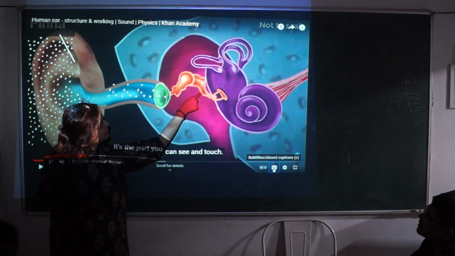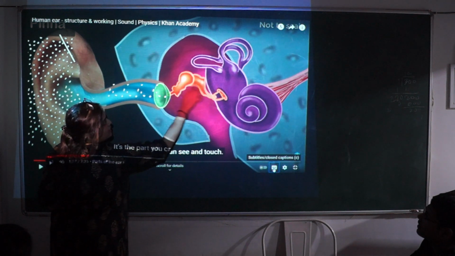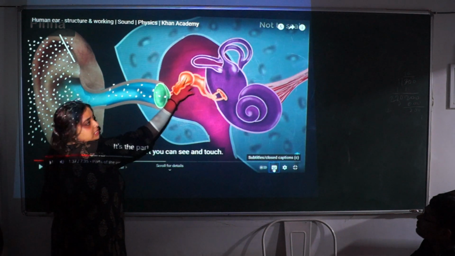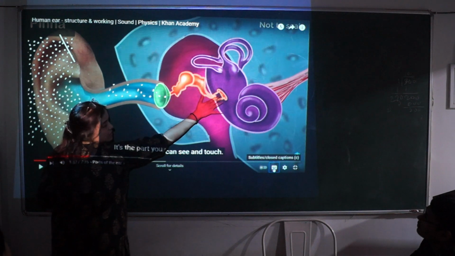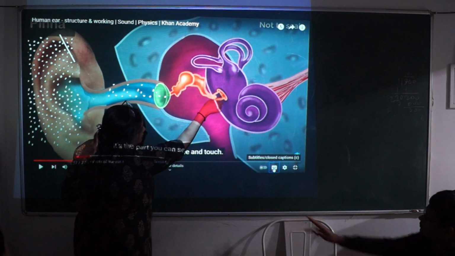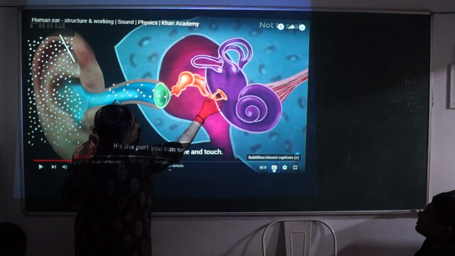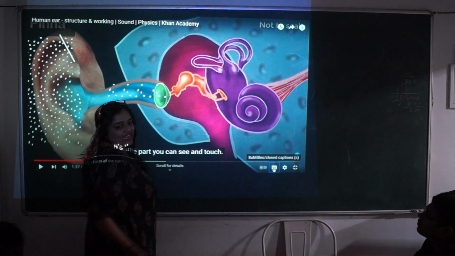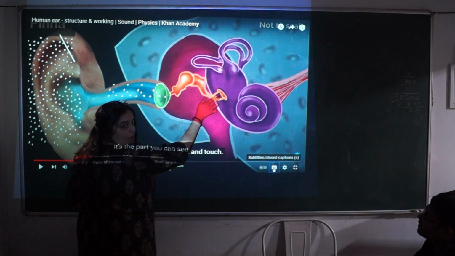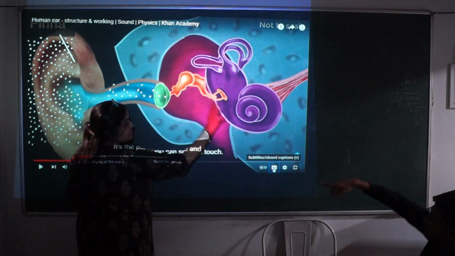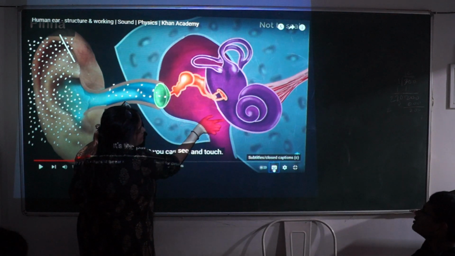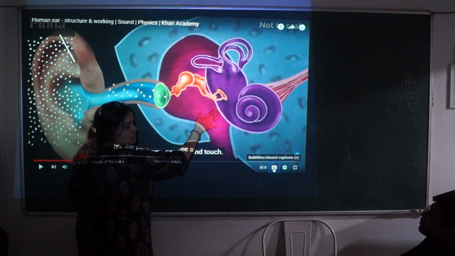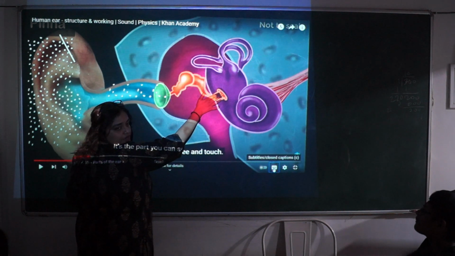Malleus, incus, and stapes. Now listen, this looks like a hammer, this looks like an anvil, and this looks like a stirrup. Are you able to see the base of it? This base is called as the oval window. Not open, oval. Round window. Oval window. Round window. Here the round window is not given, otherwise it would be here. It isn't given here, so you will at least remember this oval window.